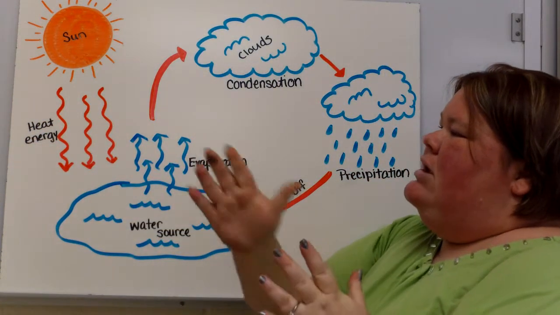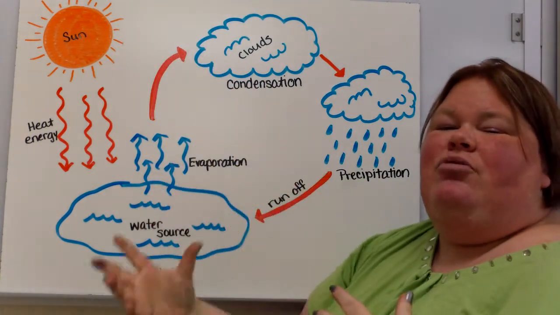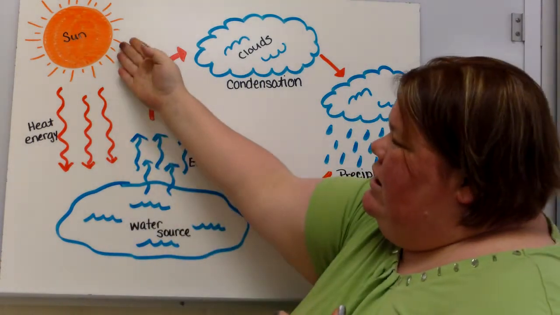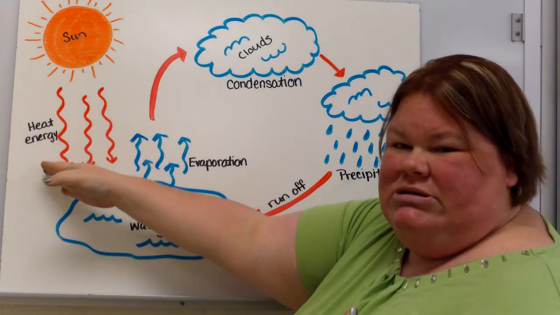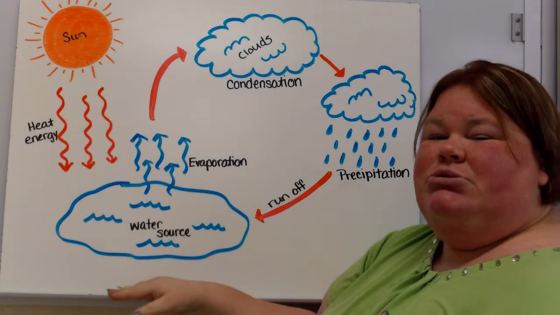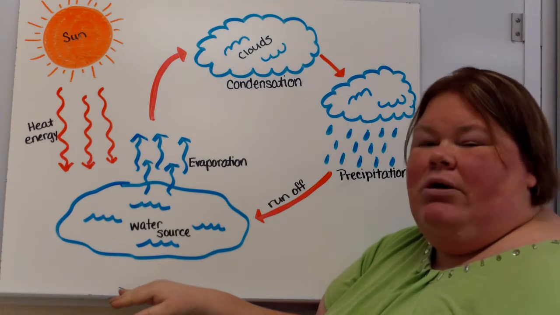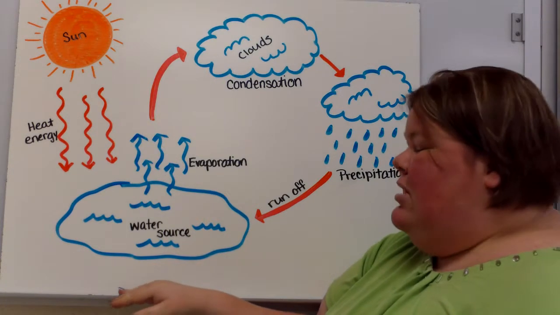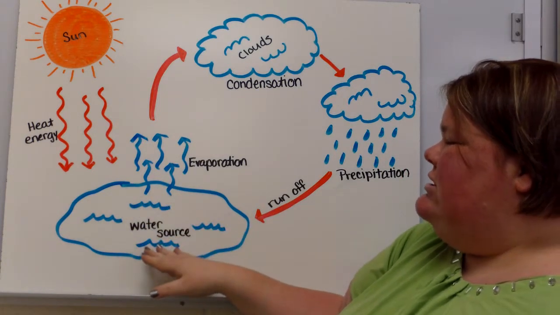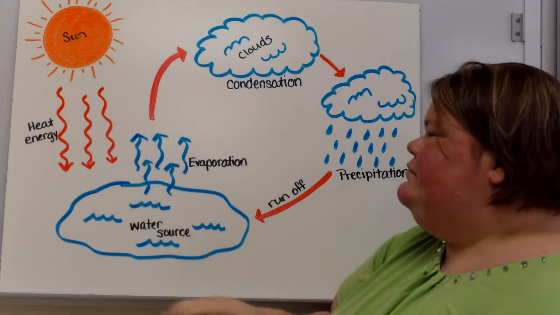The water cycle starts with the sun, and the sun is the energy source that drives this water cycle and causes everything to move. The energy from the sun, which is heat energy, comes down from the sun and heats the water source. Now the water source could be a lake, it could be a river, it could be the ocean, it could be water in plants. But that liquid water is heated, and once it's heated, it evaporates in the air and becomes water vapor.